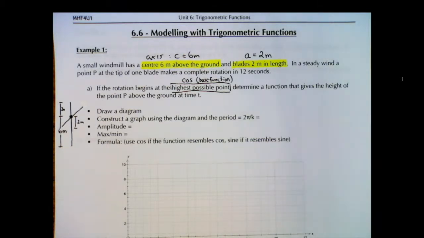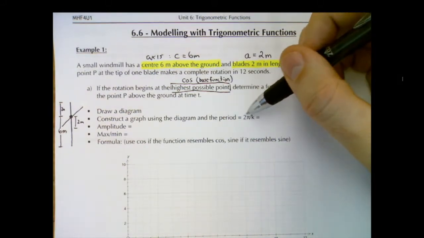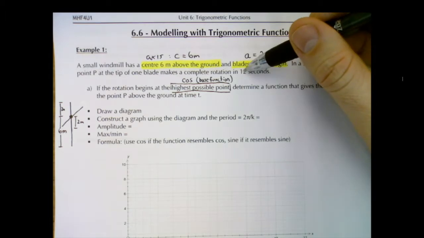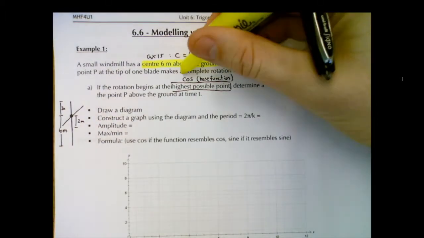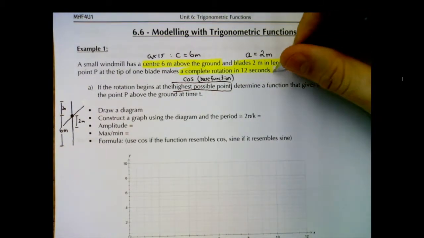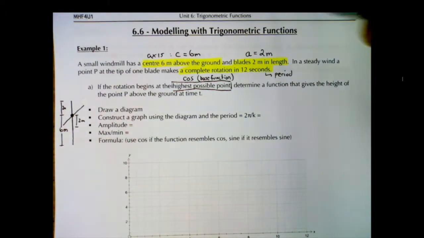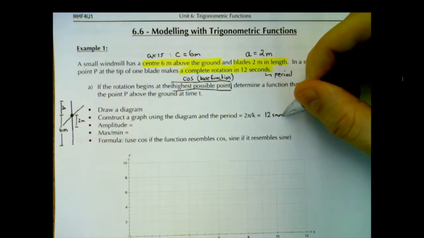The last thing we can pull out of that question is we know the period, or at least we can find the period. We know this relationship. We know that the period is 2 pi over k, and it tells us that we do one complete rotation in 12 seconds. A complete rotation means one rotation, and one rotation is the definition of the period. So we know 2 pi over k is 12 seconds.